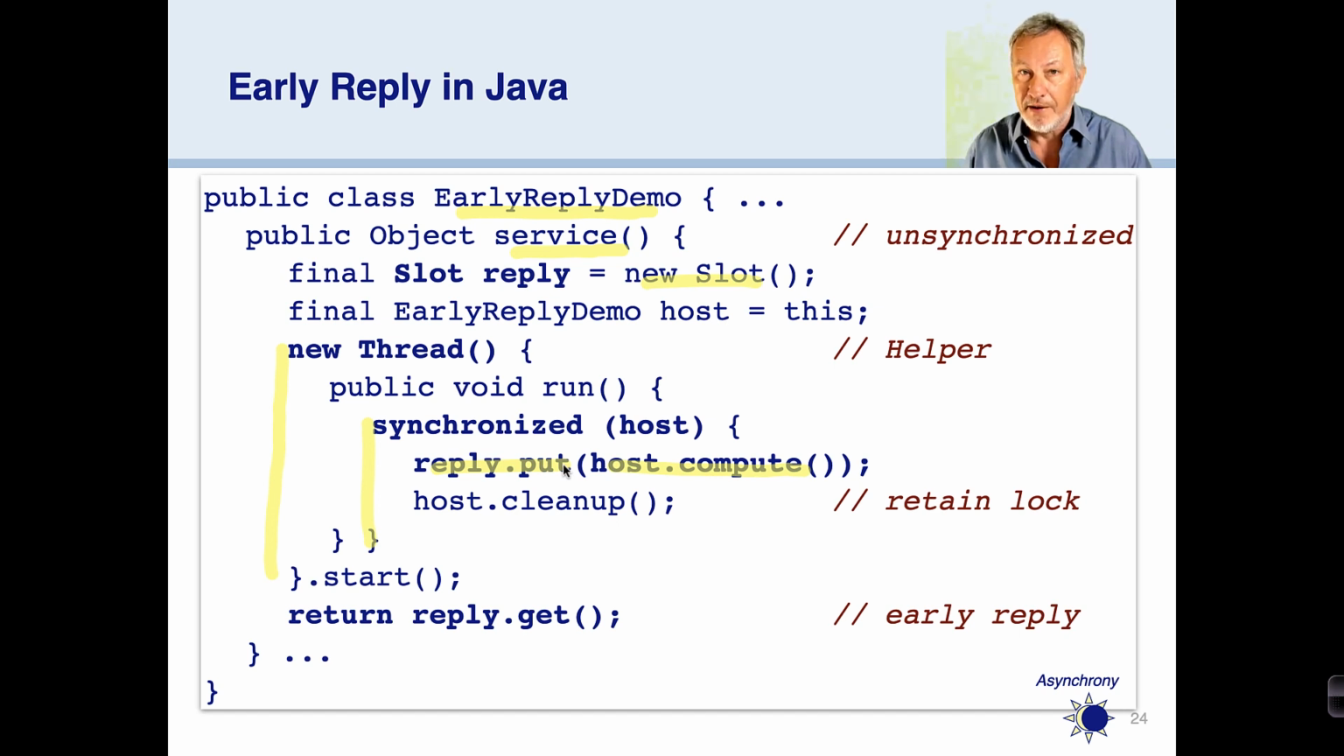This essentially effects the early reply, and then we can continue performing our cleanup action, still maintaining the synchronization on the host. The client gets the result, because here we're waiting for the result in the one-slot buffer. As soon as we get it, we return. So this is where the early reply actually takes place, but the cleanup action running in this thread maintains the lock on the host until we've finished the cleanup, and at that point in time, a new invocation of a service might be able to get in.